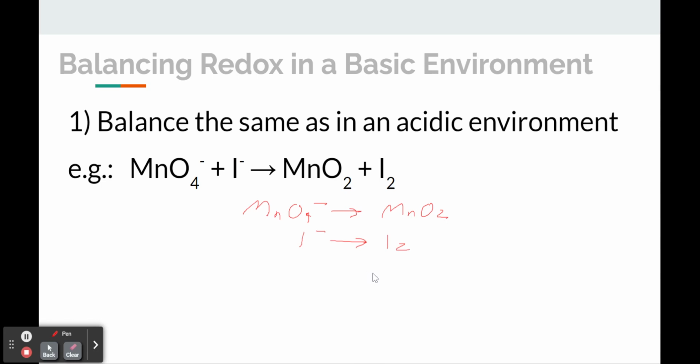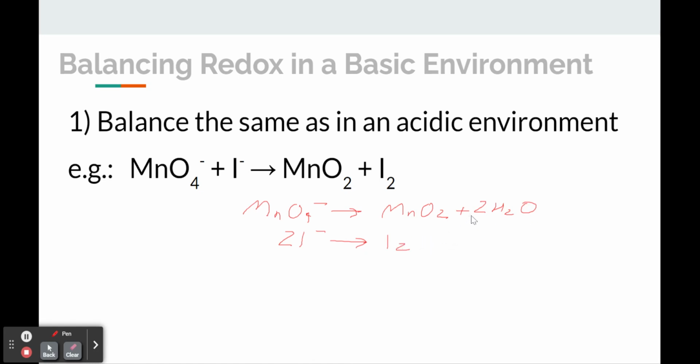So remember my steps, I'm going to balance everything that isn't oxygen or hydrogen. The top half reaction, I have one Mn on both sides, that's fine. I'm ignoring oxygen. The bottom half reaction, I have two I's on the right, so I put a coefficient of 2 in front of iodide to balance that. Next, I have to balance oxygen with water. I have 4 oxygens on the left. On the right, I have 2 oxygens, so I'm going to need 2 more oxygens. So I'm going to use 2 waters to give me my 2 extra oxygens. Don't have to do anything with oxygen on the second half reaction.